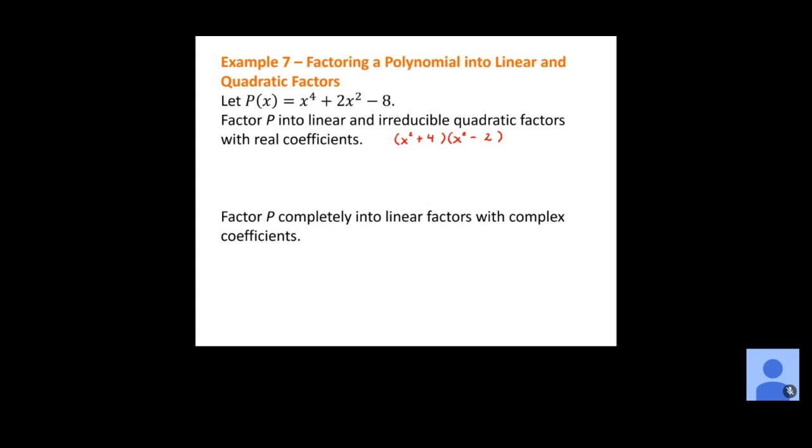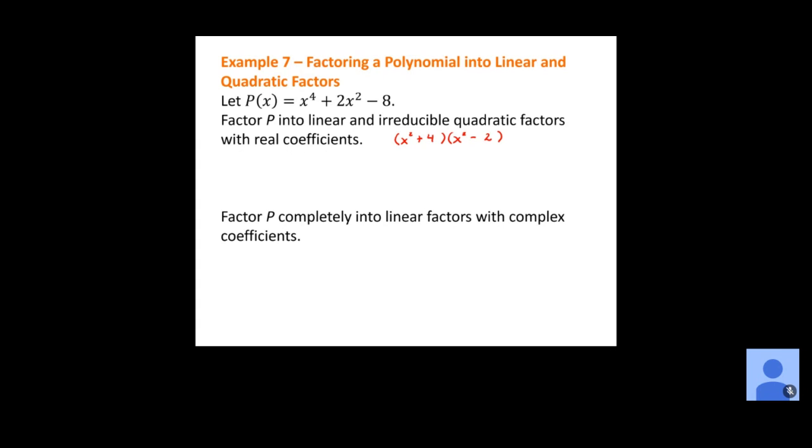So that would give us a negative 2x squared, a positive 4x squared. That's 2x squared in the middle. Positive 4 times negative 2 does give us a negative 8. So that is the factored form of that polynomial. Now, notice in this case, the x squared plus 4, that's a sum of squares, that is an irreducible quadratic factor. We also have the x squared minus 2, that is not a difference of squares because 2 is not a perfect square, so that is also an irreducible quadratic factor. Okay, so now we've got this thing down to the irreducible quadratics.